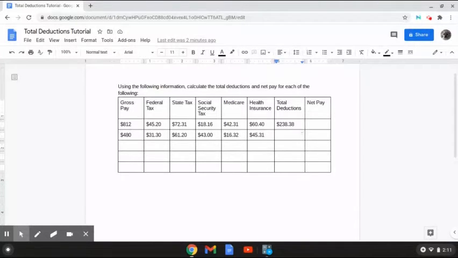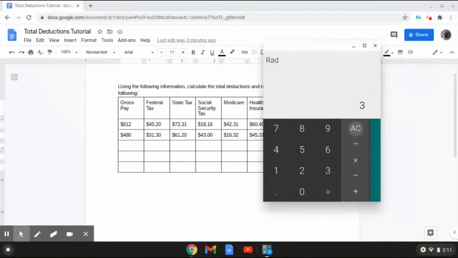Okay, so in this next problem, we are given the numbers 480, 3130, 6120, $43, 1632, and 4531. So as I said before, we will not be dealing with the gross pay just yet. That will be coming later. But we are, however, going to be dealing with the total deductions. So what we're going to do is like we did before in the last problem, we're going to take everything from federal tax to health insurance and add it together.